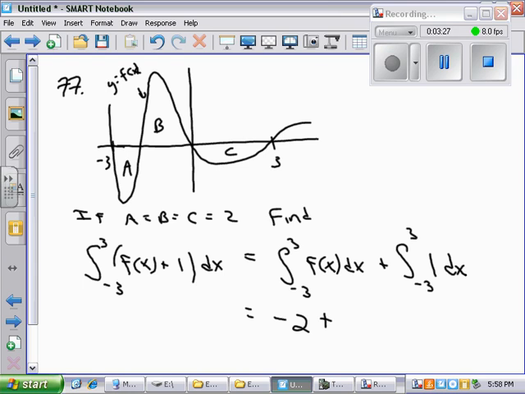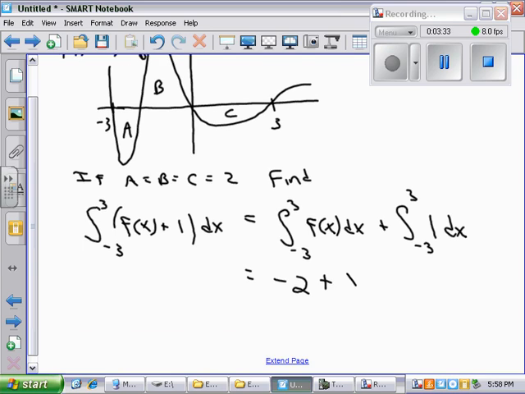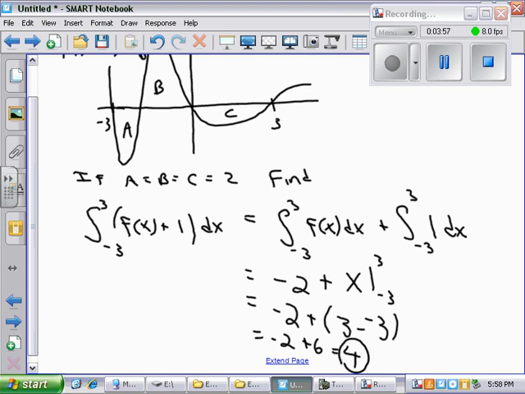For the second part of this, we actually have to take the antiderivative of 1, which would be x, and we're evaluating it from -3 to 3, meaning that we need to plug in the 3, plug in the -3, and subtract. So 3 minus -3. Good. So we have plus 6, and -2 plus 6 gives us 4. Another choice C. No calculator needed for that, but it was there anyway. Questions?